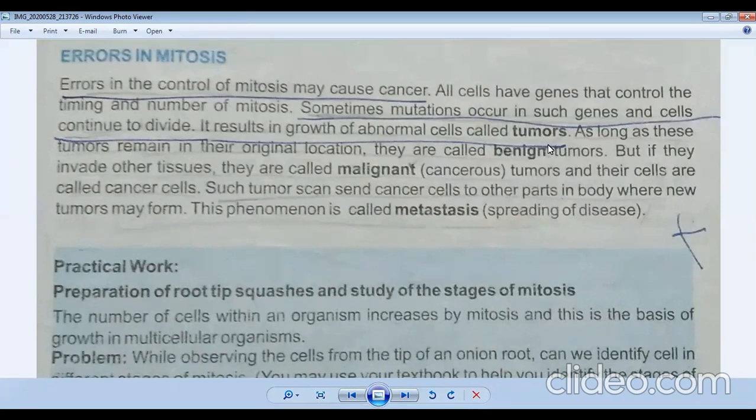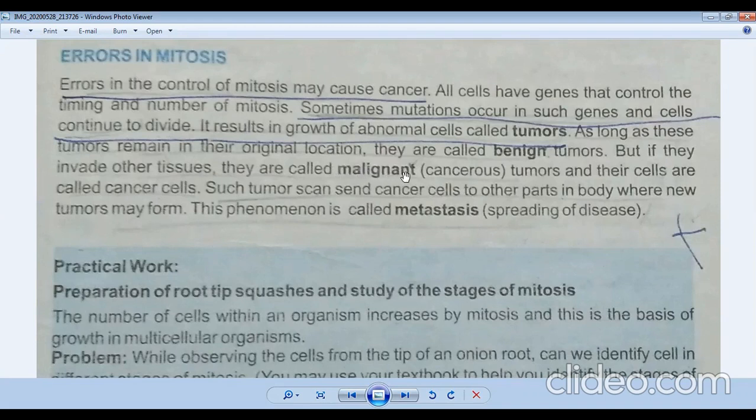What are benign tumors? Benign tumors are those which remain in the original location and never travel in the body. Benign tumors are those tumors which remain at the specific original location where there is an abnormal growth of the cells, and they never travel in the body. And on the other side, there are malignant.